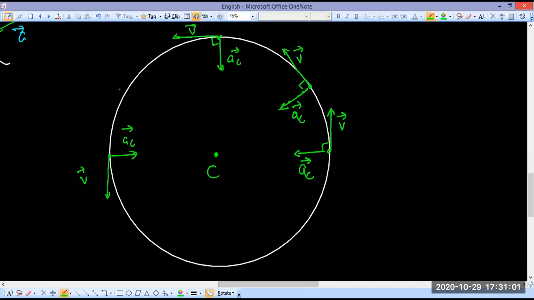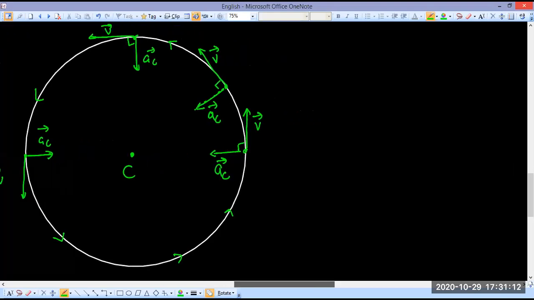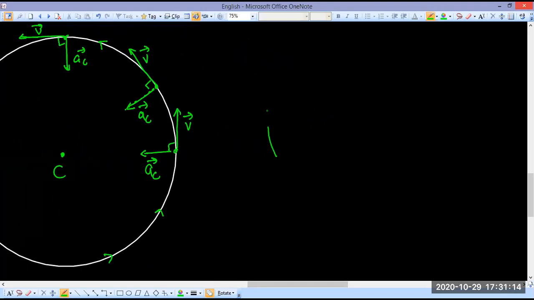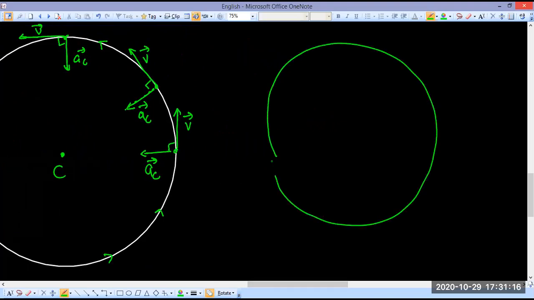Undi baju fartu hoy ne. So here the particle is moving like this in anti-clockwise way, right? The particle is moving in anti-clockwise way. Suppose aaj circle per particle clockwise hoy to aam maku thai, right? So then velocity would be like this, this, but still, still AC would always be towards the center.